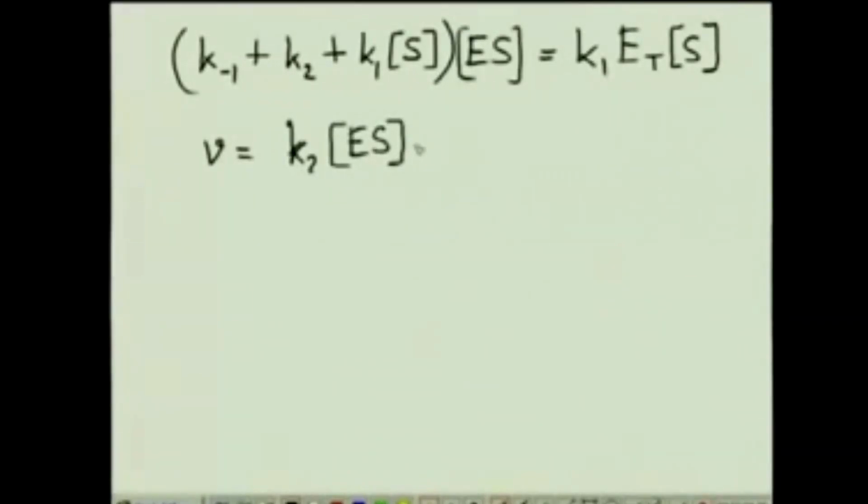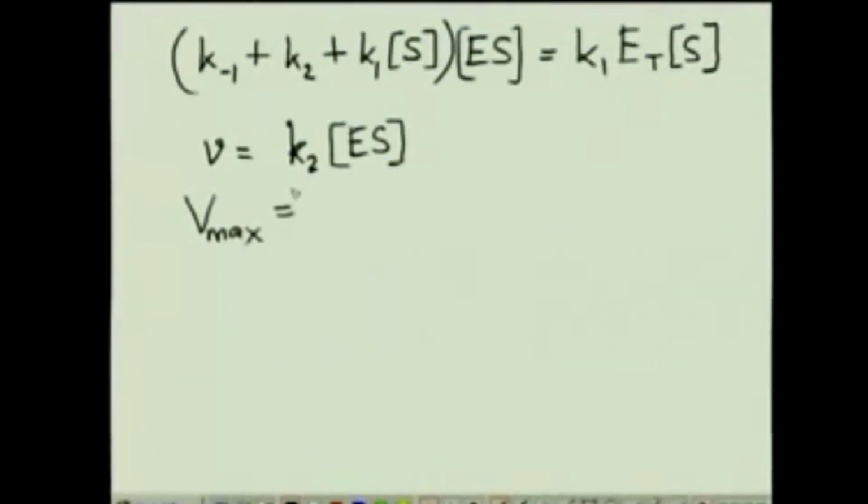I am going to use another term here now. If this is K2 ES, I can define a Vmax. The Vmax is the maximum velocity the enzyme can attain. And what is that a measure of? That is a measure of the total enzyme concentration, because if all the enzyme were to react, then it would attain the maximum velocity possible.